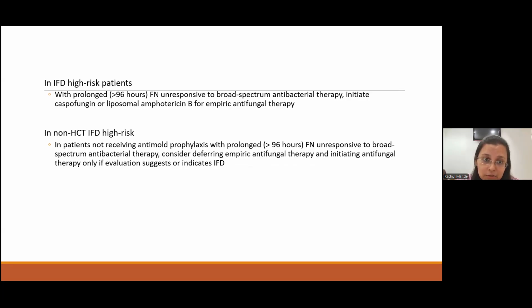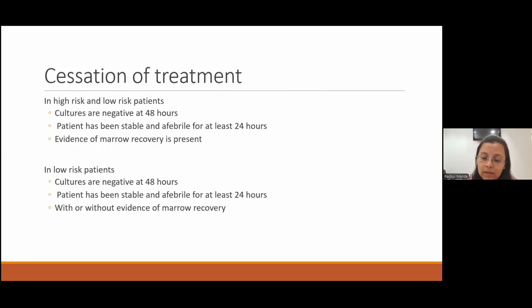In non-high-risk patients, if those patients are not on any antifungal prophylaxis, we consider deferring empirical antifungal therapy. Instead, we'll do a CT scan. If on CT scan there are any signs suggestive of fungal infection, only then we add antifungal agents. There is no role of adding empiric antifungal agents in non-high-risk patients.